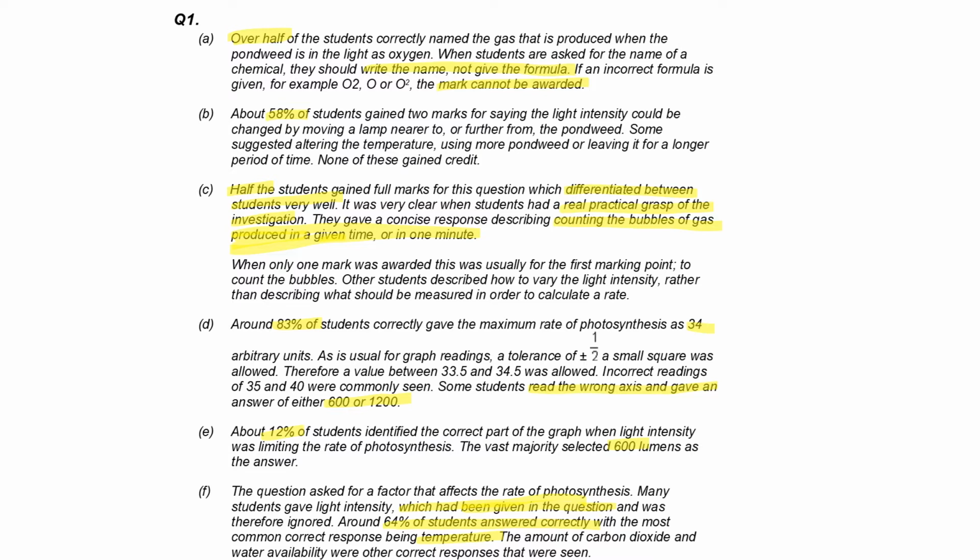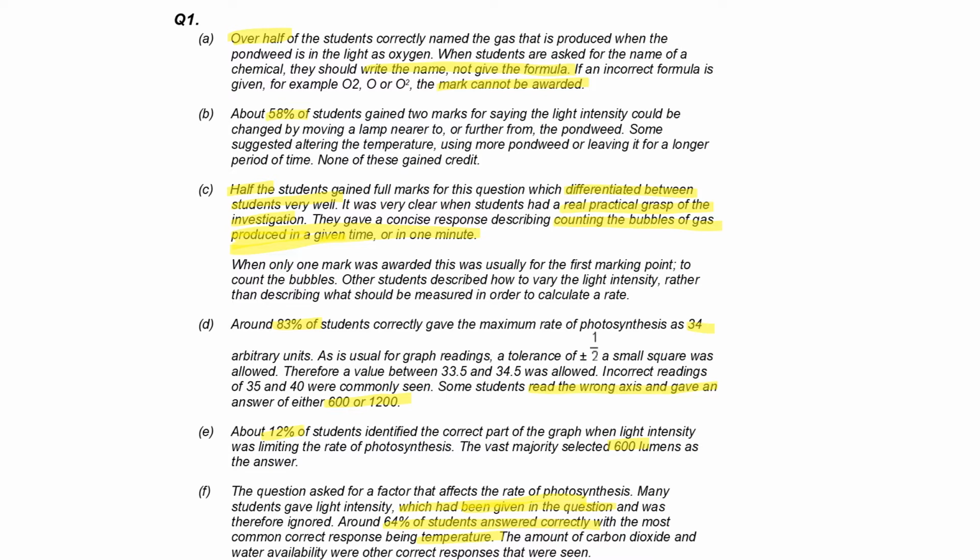For part B, about 58% of students gained 2 marks for saying the light intensity could be changed by moving a lamp nearer to or further from the pondweed. Some suggested altering the temperature, using more pondweed, or leaving it for a longer period of time, and none of these gained credit. For part C, half the students gained 4 marks for this question, which differentiated between students very well. So this could be your grade 9-8 question, if you like.